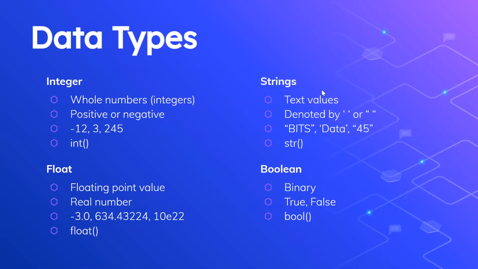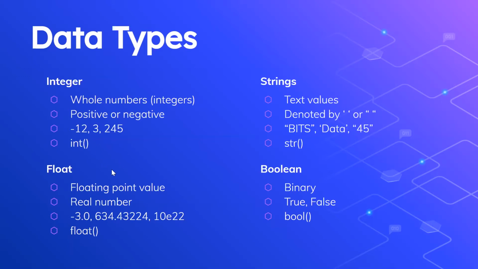So strings are technically a data structure rather than a data type because they're a little more complex, but we'll get into that. So for our purposes, let's just think of them as text values. Strings are denoted by single or double quotations. You can see that BITS uses double quotes while data uses single quotes. It doesn't really matter as long as you're consistent end to end. Python will know that it is a string. And in the next example, you might think of 45 as a number, but if you put it in quotes, Python will think of it as a string or text value.